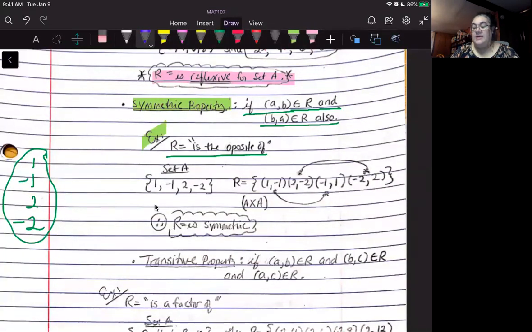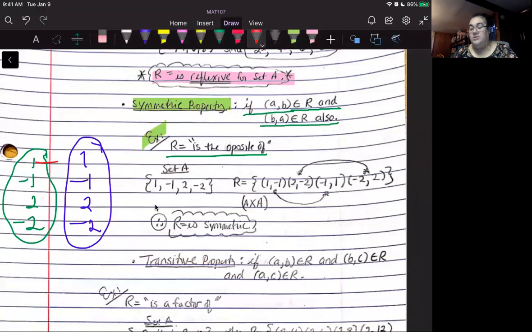And now set B would be set A again, because we're taking the cross product between itself, right? So remember, because we said that A is equal to B. So we're going to say 1, -1, 2, -2, right? And we're going to go ahead and take the Cartesian cross product of that.